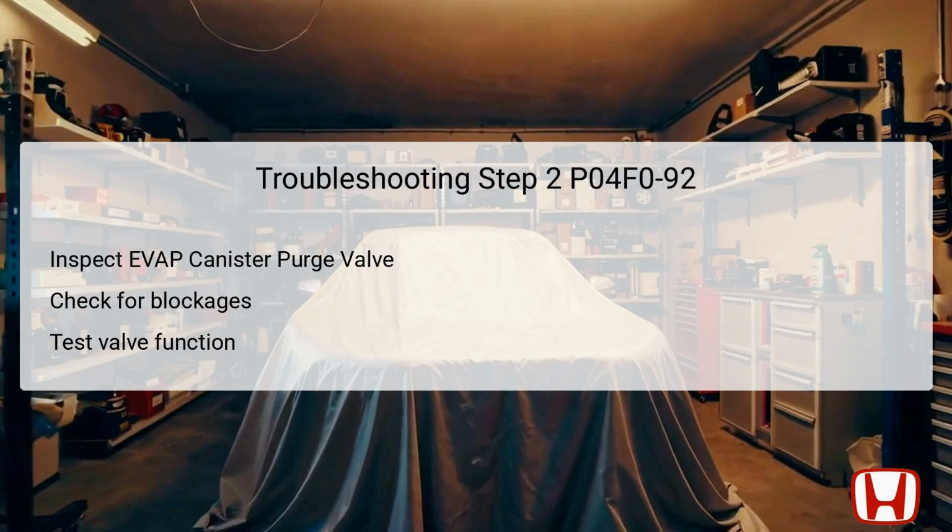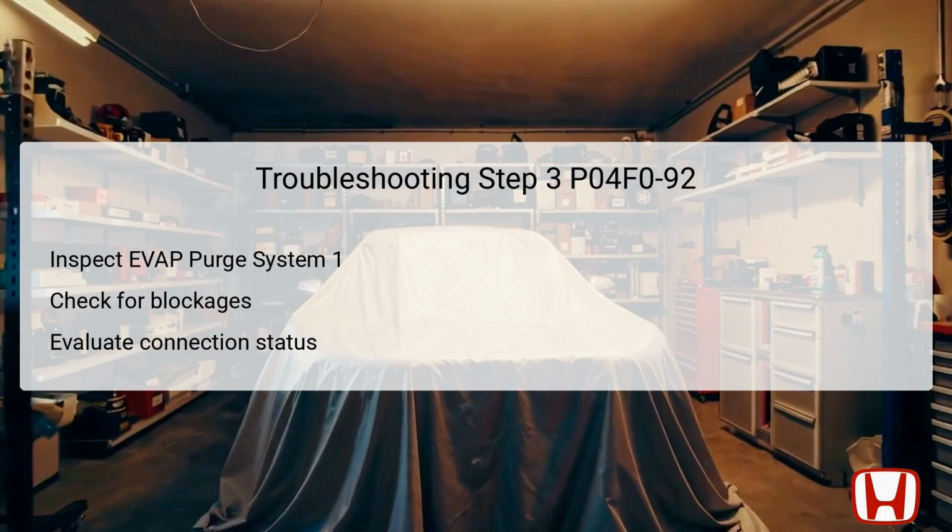If problems are noted, the valve should be tested using a vacuum pump or gauge to verify its operational status. This test ensures that the valve can hold pressure and respond correctly to commands from the PCM, confirming or eliminating it as a potential source of the issue.